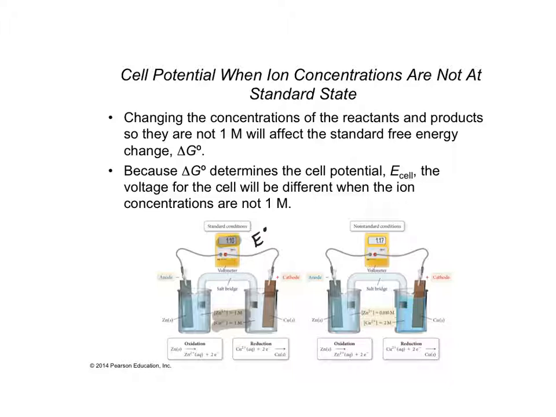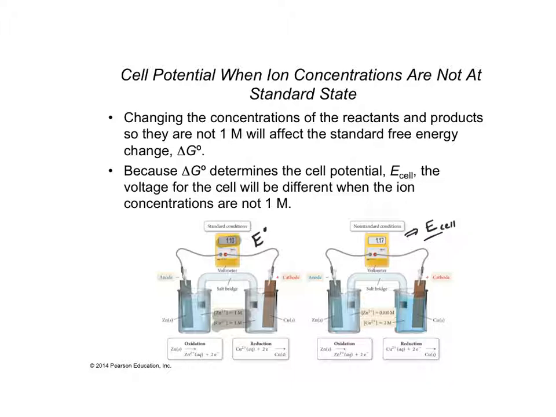So now the big question is, what happens if we move away from standard conditions? What happens if concentrations change? How is that going to affect the overall potential that is generated between our two half cells? So now we're going to want to calculate E, which is just E cell, the cell potential not at standard state conditions. So these are conditions of anything other than 1 molar. Okay, so how are we going to go about doing that?